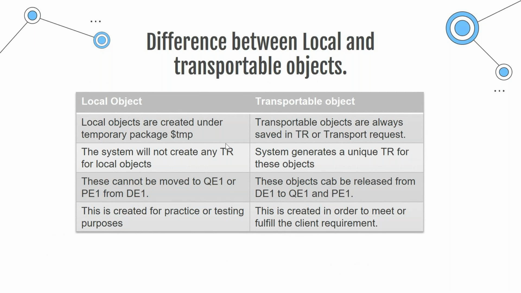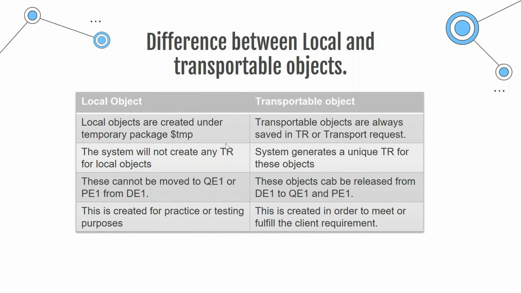Then local object means it cannot be moved to quality or production from development. It can only be created in development and cannot be moved to quality or production. Then transportable object is created in development system and they can be moved to quality or production. In the local object, normally you will only create it for practice purposes, just before actually doing the development, if you want to check whether it is working correctly or not, you will do it in local object. Then you will move it to transportable object.